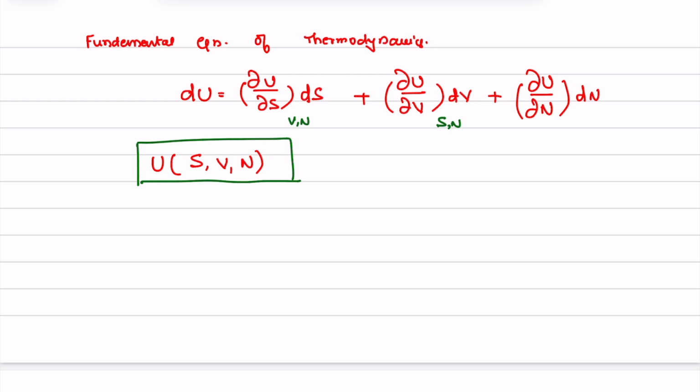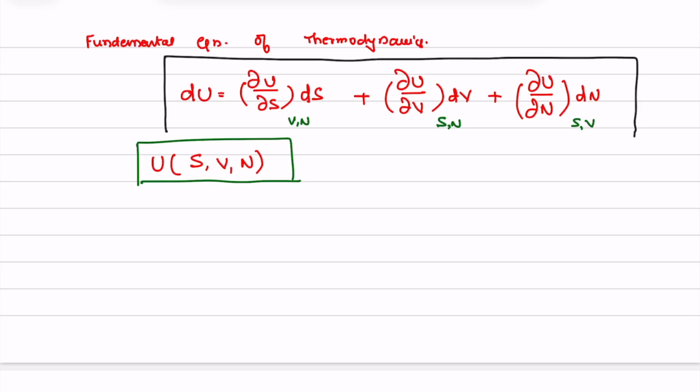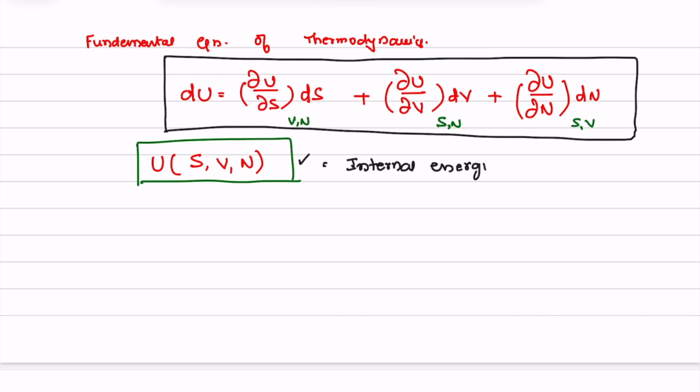And dou U by dou N, that means we are differentiating, so N is a variable. The other two are constants, that is S and V are constant. This is the main equation, the fundamental equation of thermodynamics. And internal energy is a function of S, V, N. U is equal to a function of S, V, N.